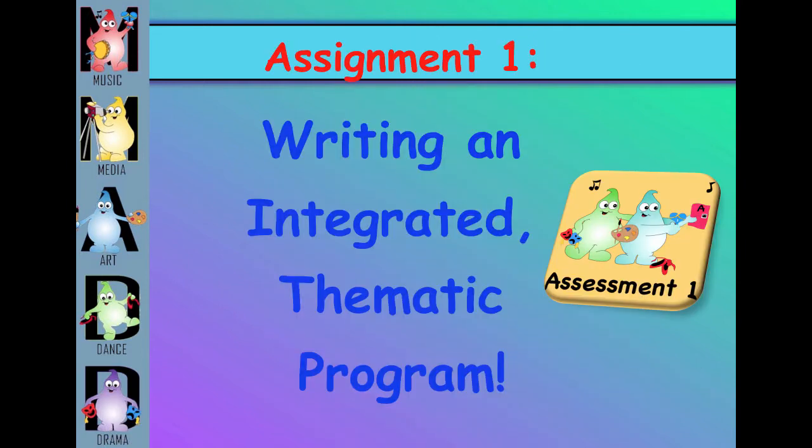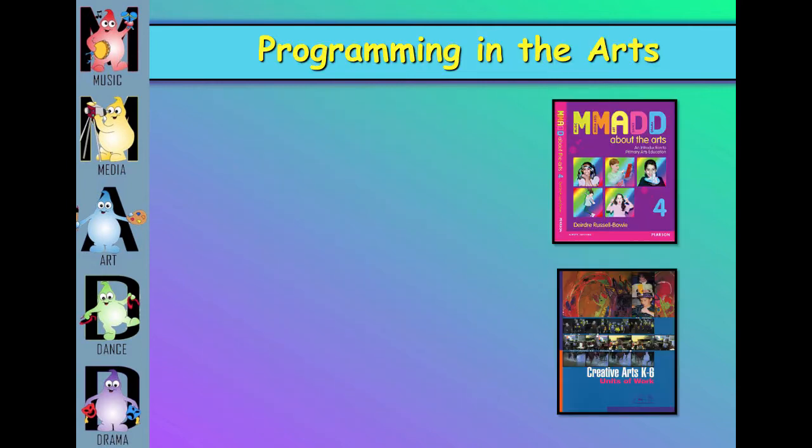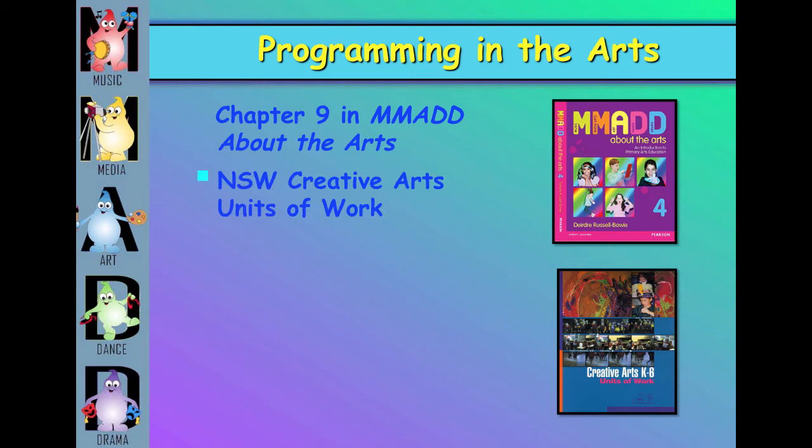We're going to be looking at writing an integrated thematic program, which is your first assignment. Don't forget to look at the Creative Arts student support material and to read it very carefully for both your assignments. It contains just about everything you need to know, with lots and lots of examples of what we're requiring for both assignments. As you're writing your programs, check out Chapter 9 in Mad About the Arts.